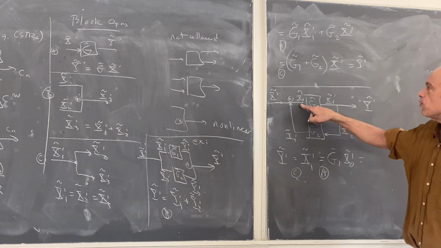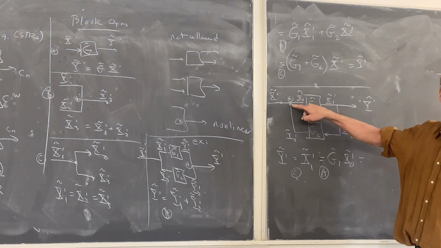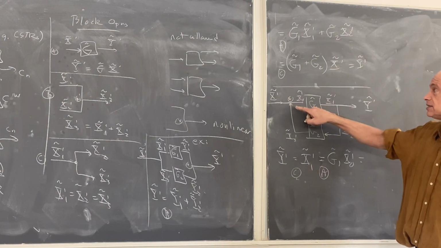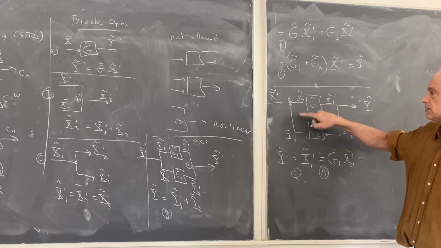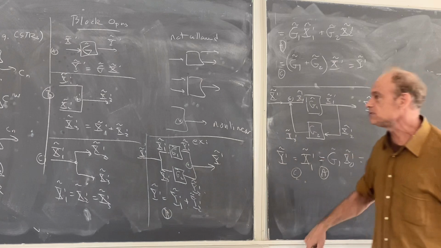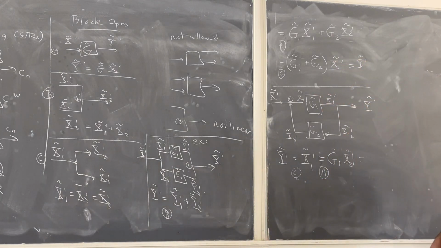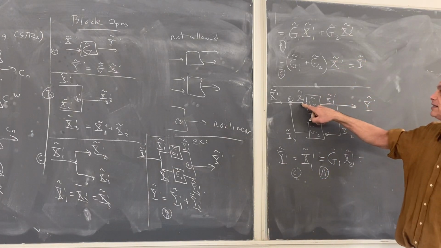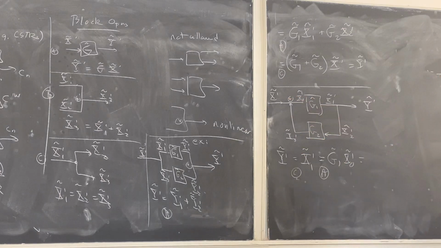Okay, so now I want to go backwards to the next guy. Here I have a plus. So I know that x0 prime tilde has x3 prime tilde and x1 prime tilde contributing to it. So how do I relate x0 prime tilde to x prime tilde and x3 prime tilde?